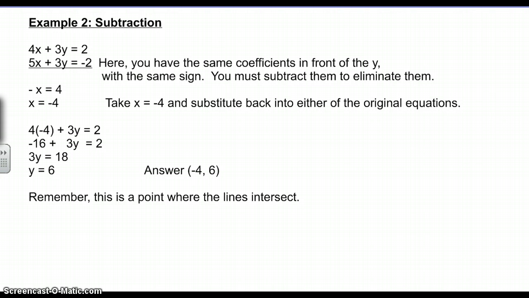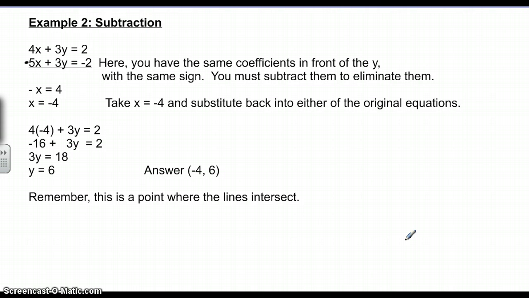When you subtract these two equations, you should get the opposite, negative x equals 4, or x equals negative 4. I believe this is a negative 5x. There we go. When you get x equals negative 4, we're going to substitute that back into either one of the original equations.